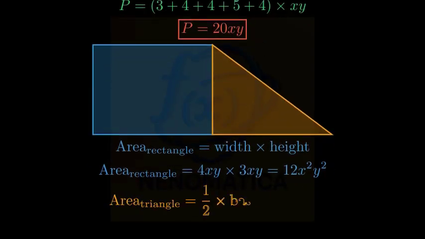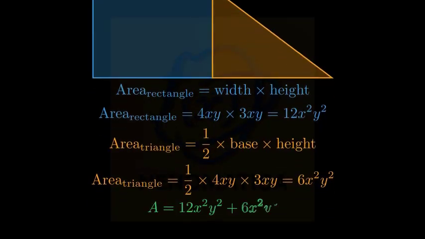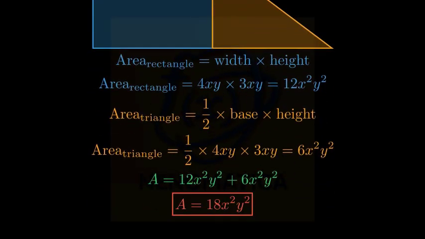For the triangle, base is a, which we found to be 4xy, height is 3xy. So the area of the triangle is 1/2 times base times height, which is 1/2 times 4xy times 3xy, which equals 6x squared y squared. The total area is the sum of these two areas. A equals 12x squared y squared plus 6x squared y squared. A equals 18x squared y squared.